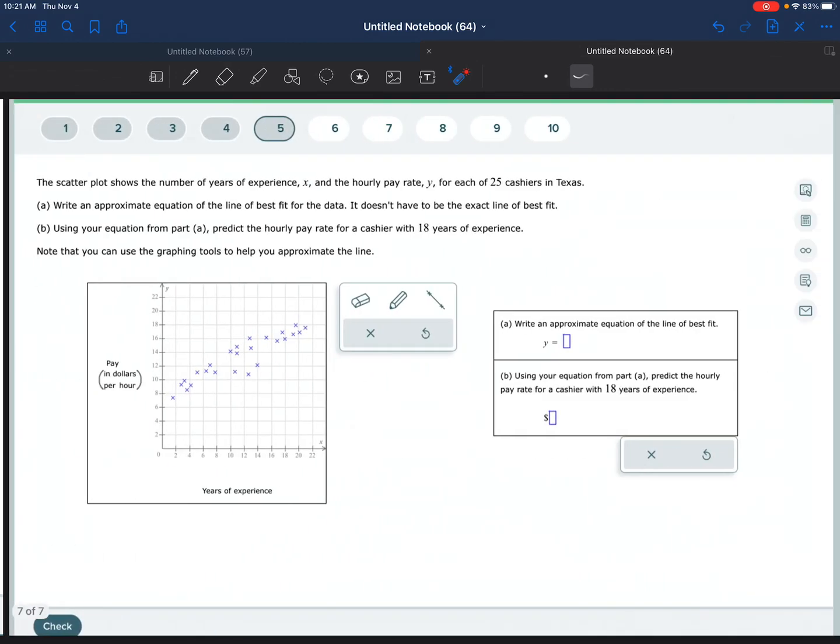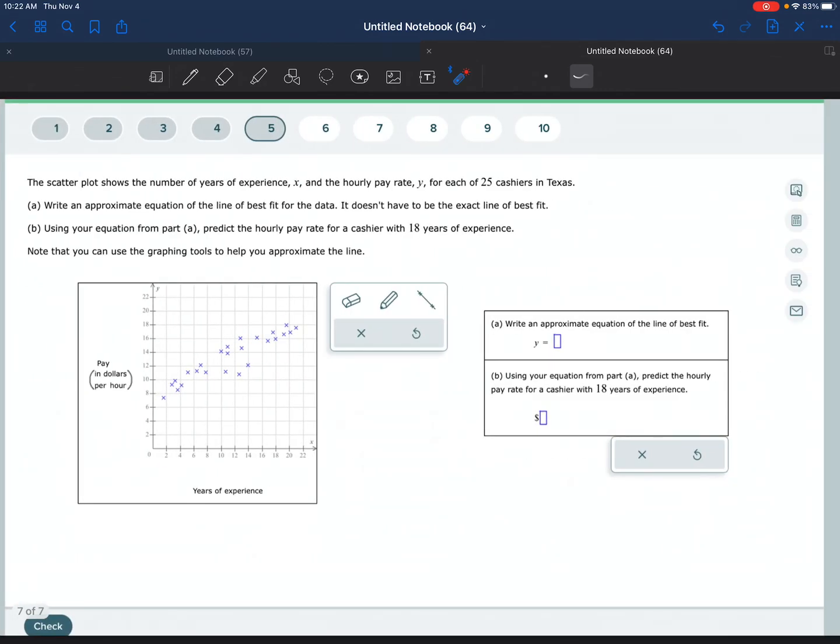No. Okay, last one. This is the one you need to be most careful with, okay? It says years of experience and then pay in dollars, right? So obviously, the more years of experience you have, the more pay you're going to get, correct? Okay, so it says, part A, write an approximate equation of the line of best fit. It doesn't have to be exact. Then we're going to use our equation to find or predict the hourly pay for 18 years of experience.